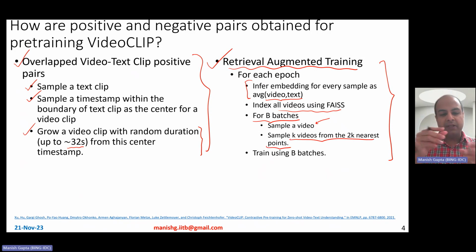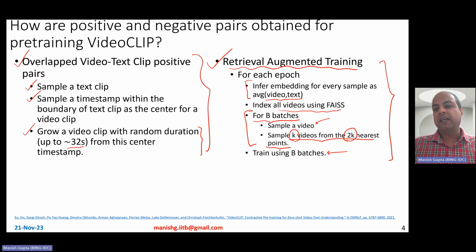So basically, when you sample a video, you have its 768-size representation. You go to the FAISS index, get the 2K nearest videos or nearest samples, and from that, you randomly choose K of them. Okay. And once you've created this pre-training data, you train for an epoch using these B batches. That's how you train for every epoch.